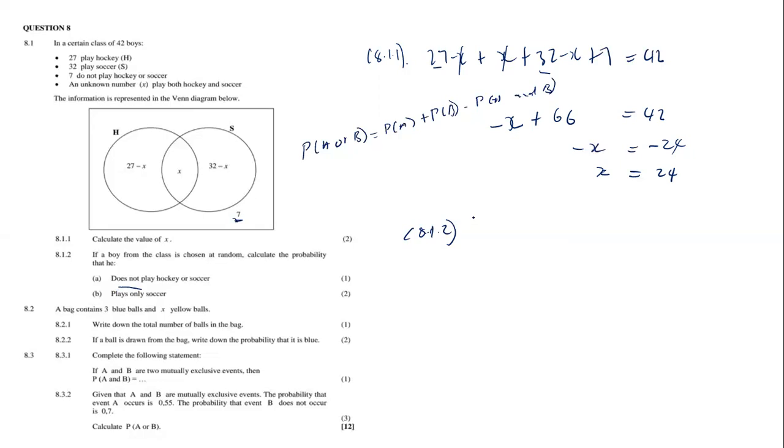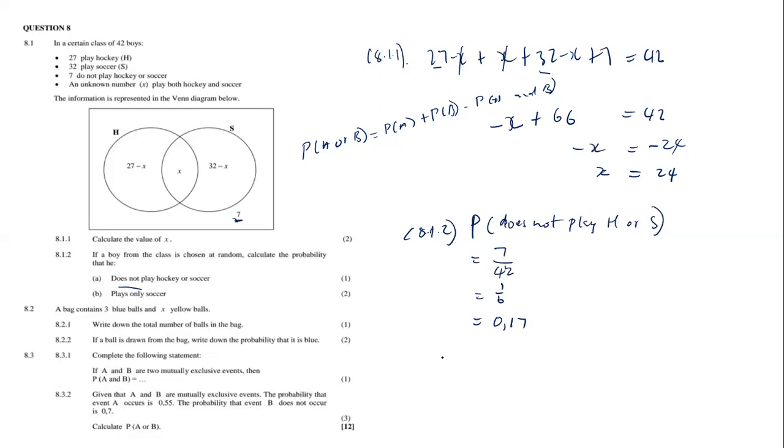Okay, so we're gonna say probability of does not play hockey or soccer, does not play H or S. It's gonna be equal to how much? It's gonna be equal to 7 over the total number of the boys in the class, which is 42. So we're gonna say 7 divided by 42. Our probability will be 1 over 6, which corresponds to 0.17.